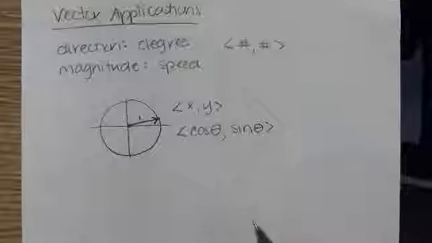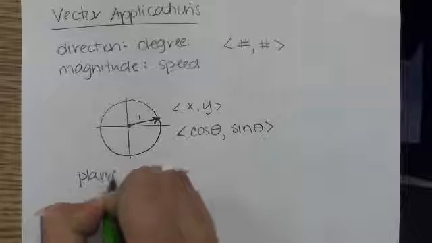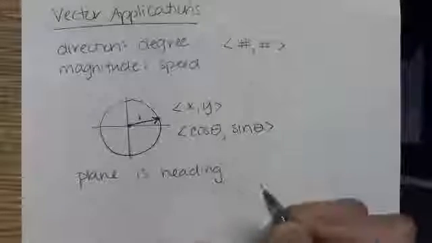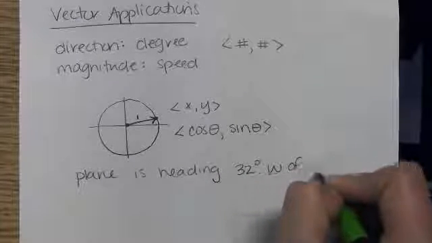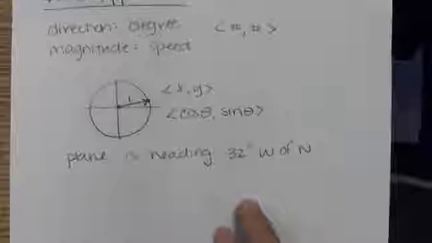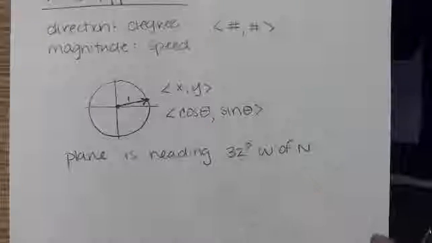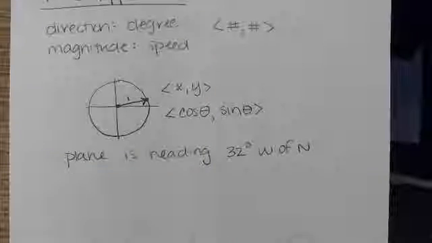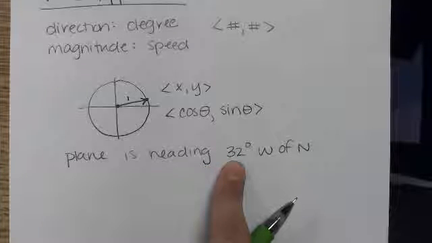So if we look at the first story problem that we're about to do, a plane is heading 32 degrees west of north. And these problems are calculator problems, so that means that our numbers have to be in standard position so that we can plug them into the calculator. So what should I do with this to make sure I know what it is in standard position?